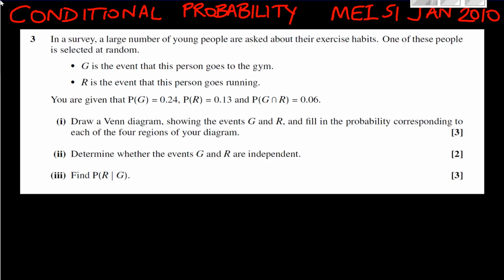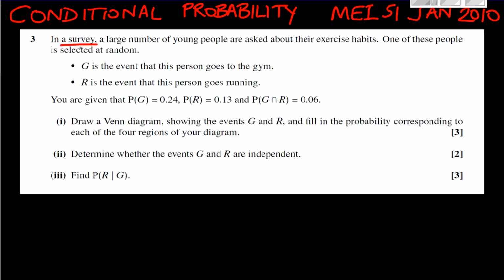Then they're going to ask us to carry out an independence test in part 2 on 2 events, and finally a conditional probability. We can see it's conditional because it's probability of R with a straight line for given G. Okay, so let's have a bit more of a read through this question.